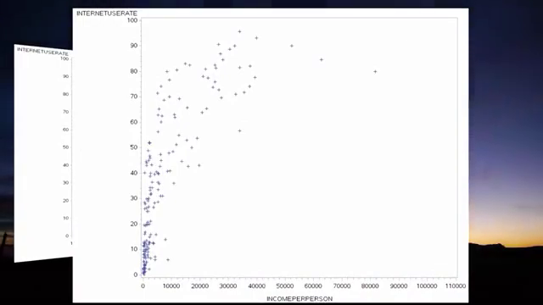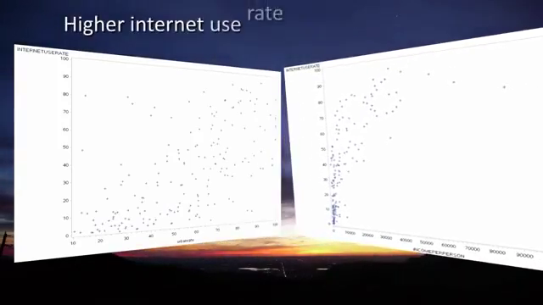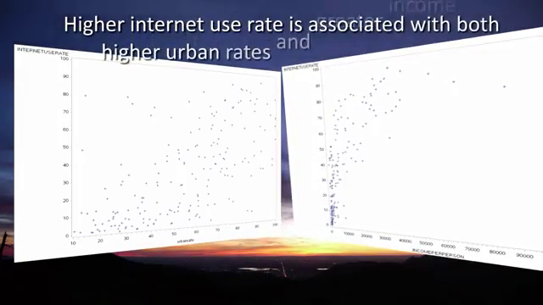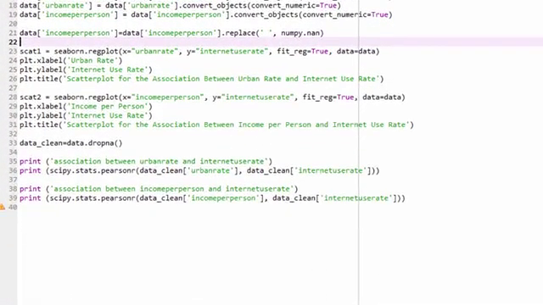From looking at the scatter plots, we can guess the associations are positive. That is, a higher internet use rate is associated with both higher urban rates and greater income. Now let's find the correlation coefficients. To do this in Python, we add the following syntax to our gapminder program.